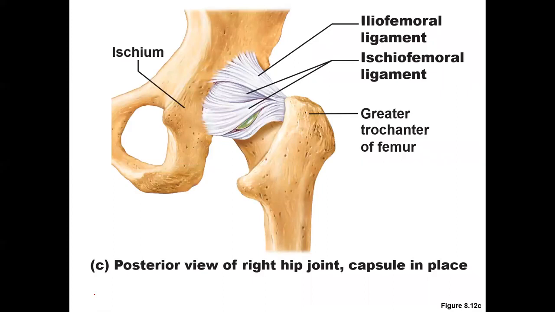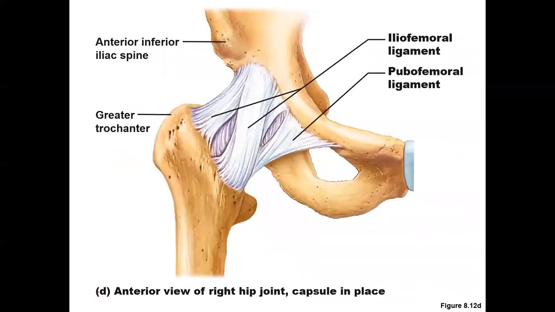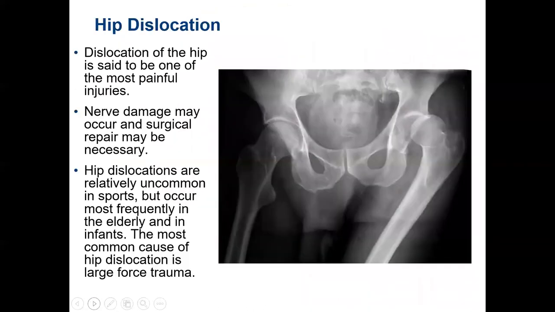The biggest muscles in your body cross the hip joint, the gluteus muscles, the adductor muscles here in the front, the gluteus muscles, the quadriceps. There's lots of muscles crossing through here. It's difficult to dislocate a hip. But when it happens, it's supposed to be one of the most painful things you can ever encounter.